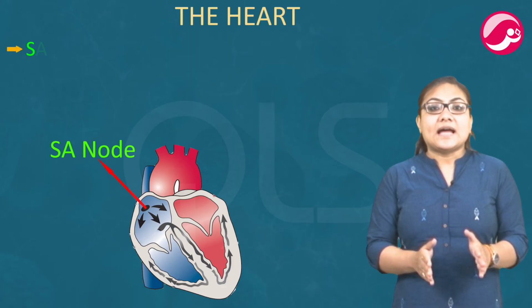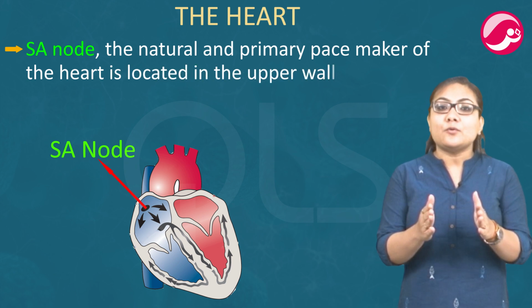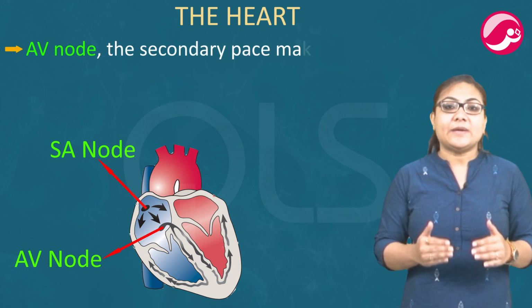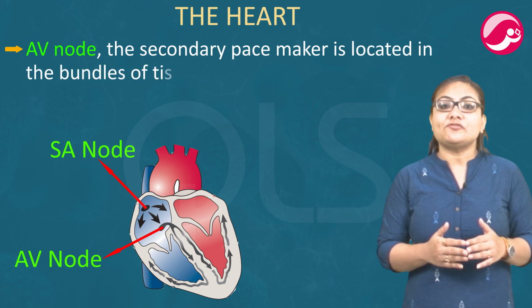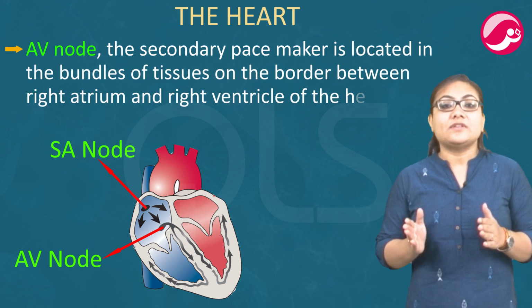SA node. The natural and primary pacemaker of the heart is located in the upper wall of the right atrium in the heart. AV node, the secondary pacemaker, is located in the bundle of tissues on the border between the right atrium and right ventricle of the heart.